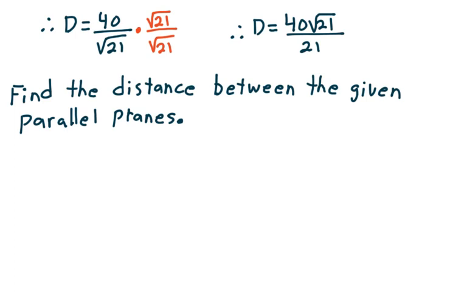Now the directions say to find the distance between the given parallel planes. And I claim these next set of problems are exactly like the first two problems. What I'm going to do is pick a point on one of the planes and then find the distance from that point to the other plane that doesn't contain the point. You'll see what I mean in a minute. But it's basically going to mirror almost what we did in the first two problems.